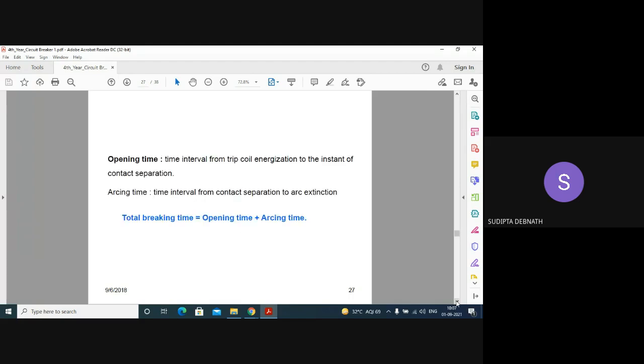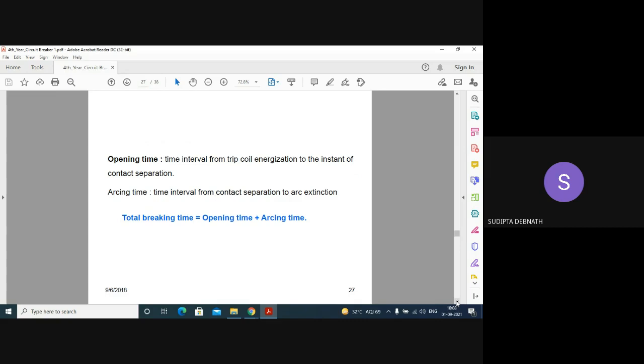Now, the opening time is the interval from trip coil energization to the instant of contact separation. Trip coil energization means the relay senses the fault and sends the signal to the trip coil of the circuit breaker. Then from that time, the time is counted to the instant of contact separation. There will be some time required to separate the contacts. As soon as the contacts are separated, that time is considered. That is called the opening time.